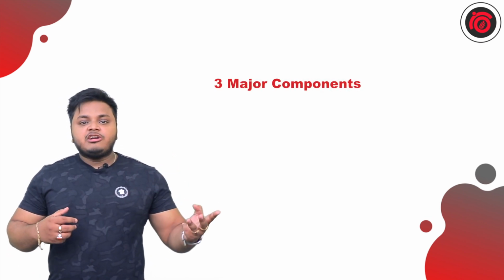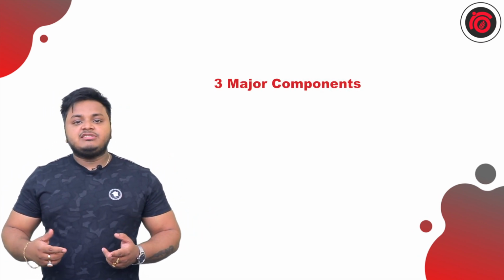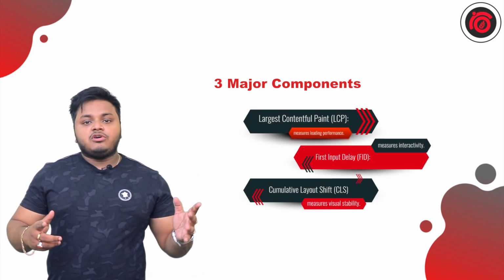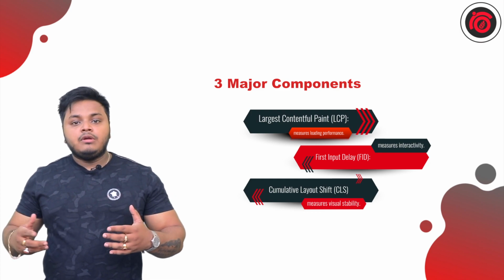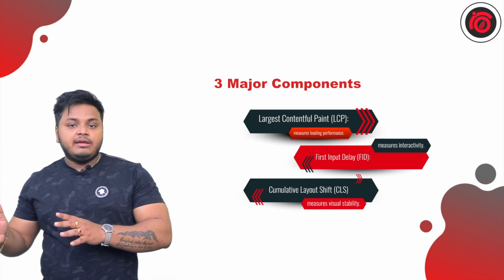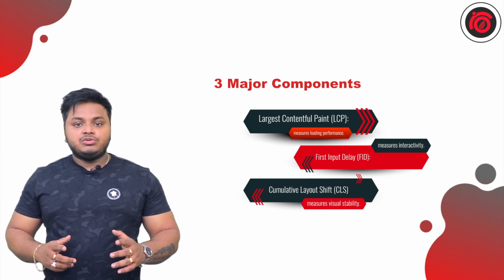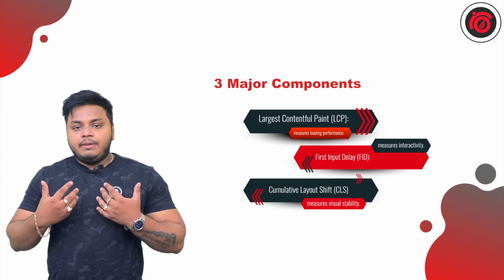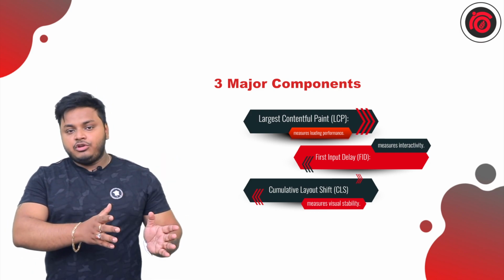Now the three major components of Core Web Vitals, as you can see from the screen, are as follows. The first one is LCP, which stands for Largest Contentful Paint. The second one is FID, or First Input Delay. The third one is CLS, which is commonly known as Cumulative Layout Shift. I'll be providing a brief on all three of these.